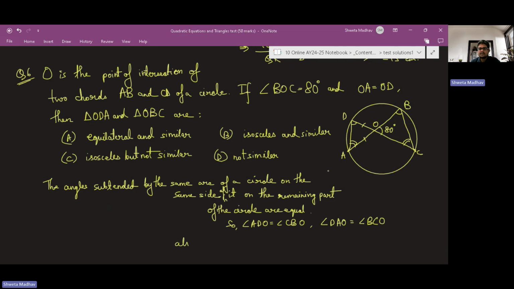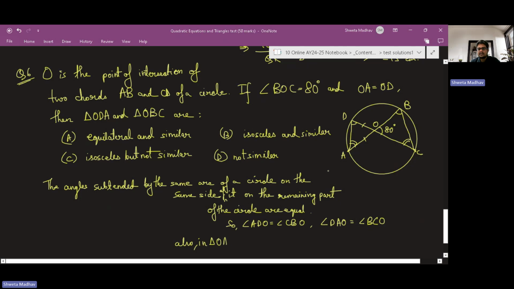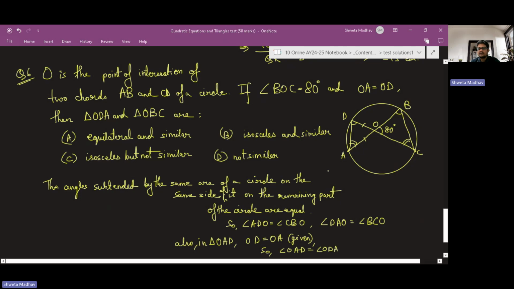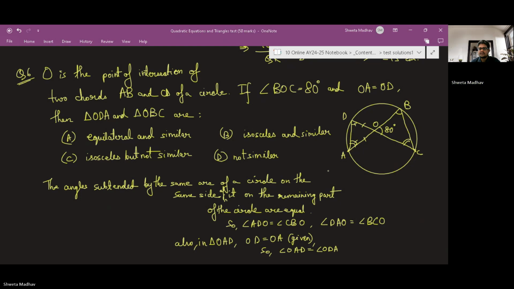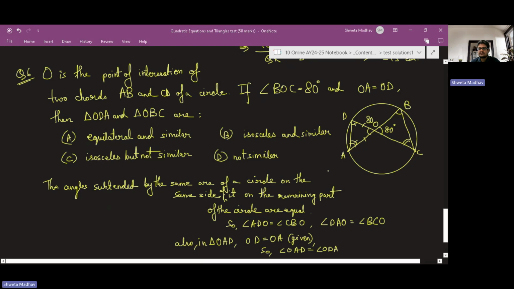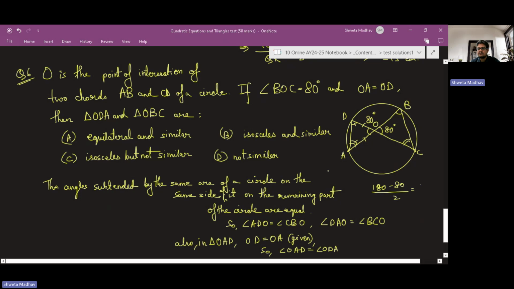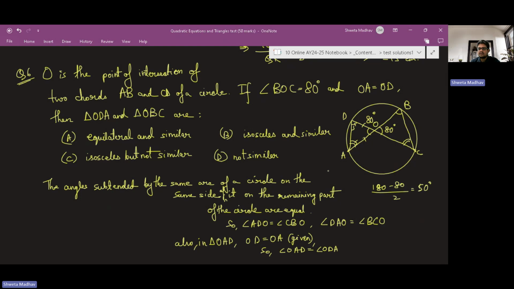Also we can say that in triangle OAD, OD is equal to OA, which is given. So angle OAD will also be equal to angle ODA. So these two angles are also the same. This is 80 and this is also 80 since they are vertically opposite angles. So each of them will be 180 minus 80 divided by 2, which is 100 by 2, that is 50 degrees. So each of these two angles is 50 degrees.